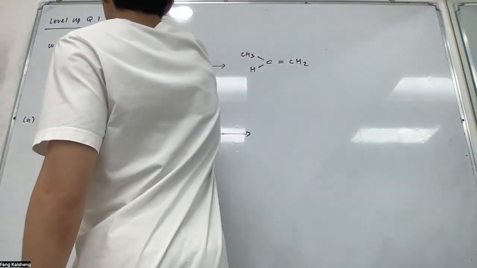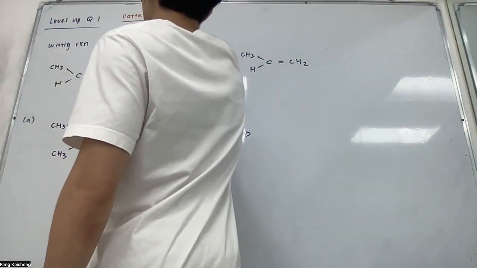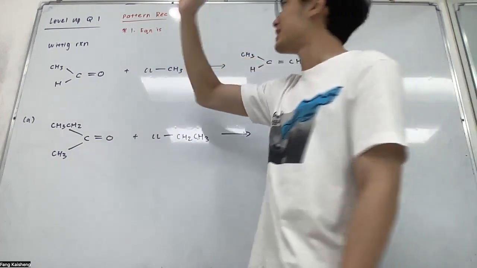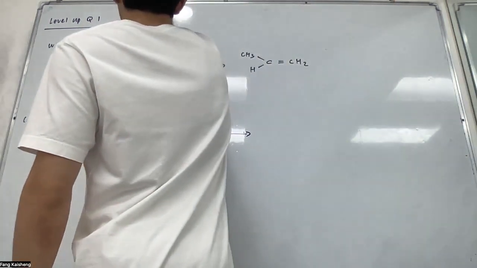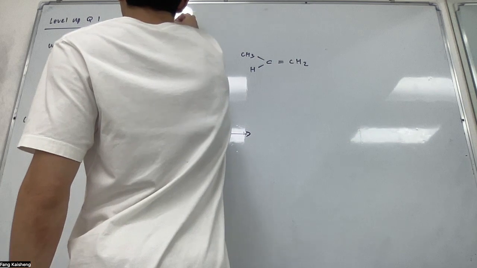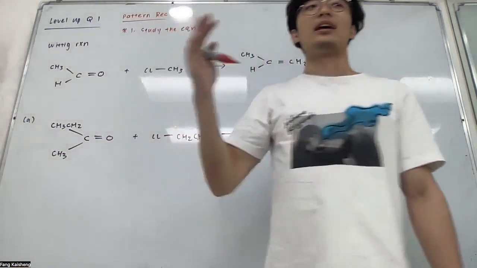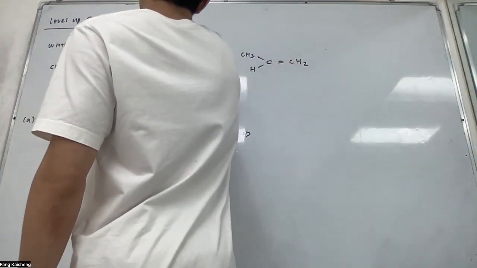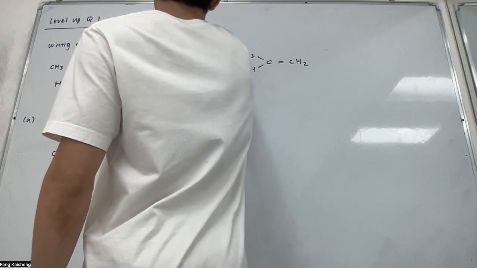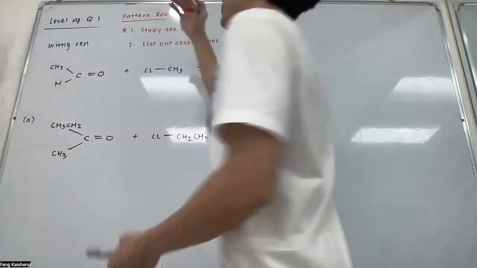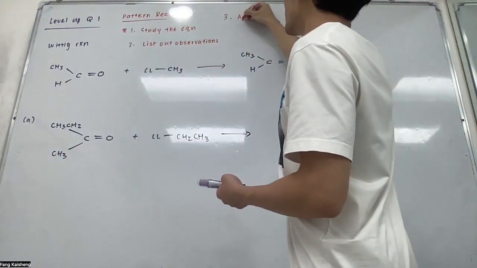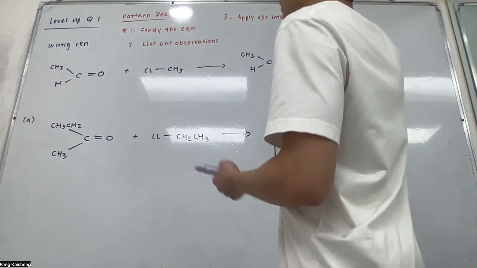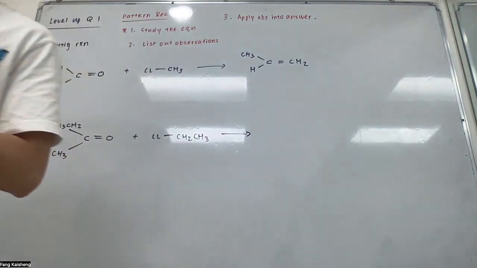So first things first, the most important thing about pattern recognition is that the equation they give you is the one you need to refer to. You must study the equation. Please study the equation and try to study a pattern that comes out from it. Maybe it's not so much a pattern, but sometimes you want to list out as many observations as possible. And then afterwards, just apply those observations into your answer. So you're just learning something new on the spot, basically.